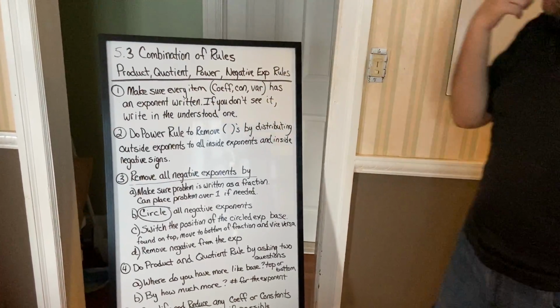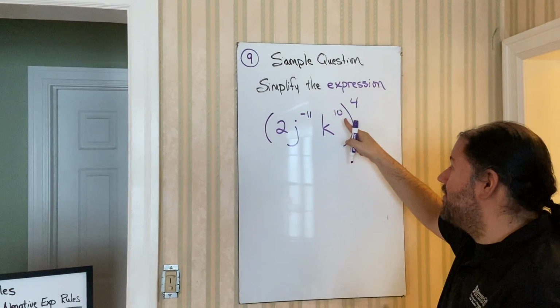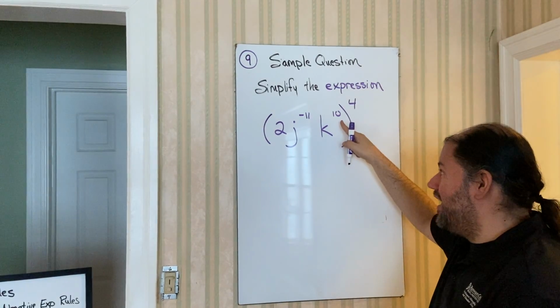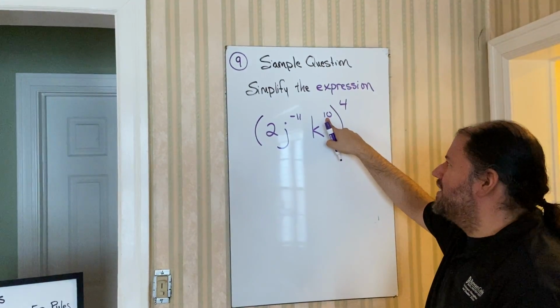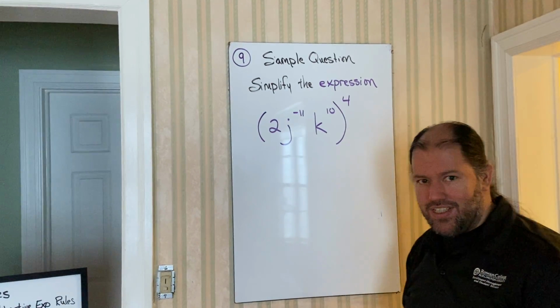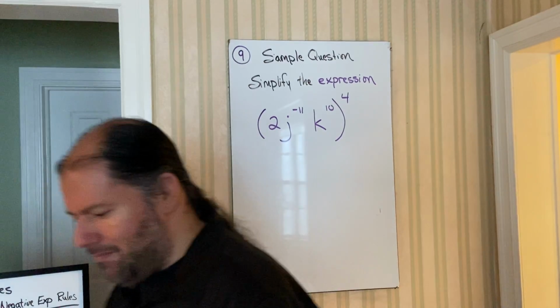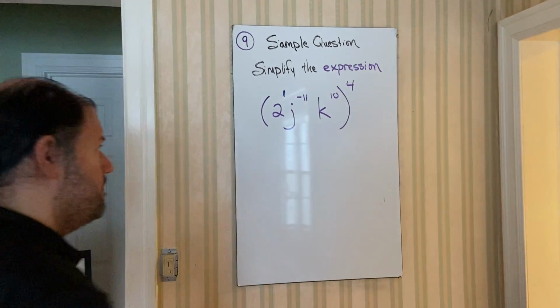So step 1, make sure every item has a coefficient, every item, that means coefficients, constants, and variables, have an exponent written. This has an exponent, this has an exponent, that doesn't have an exponent. So let's slip in a 1. Once you do that, then we can move on to step 2.